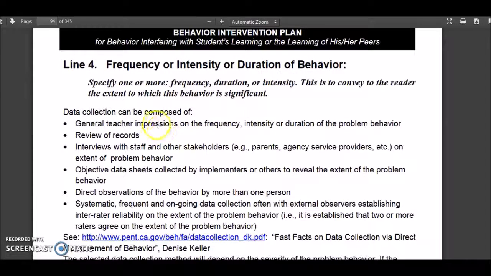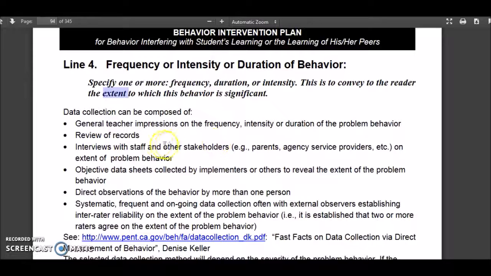The purpose of this question is to describe the extent to which this behavior is significant. In order for you to answer this question, you will need some data collection. And the data collection doesn't always have to be concrete. It doesn't have to be formal. But the more severe the behavior is, the more formal the documentation needs to be, and the data collection needs to be reliable.